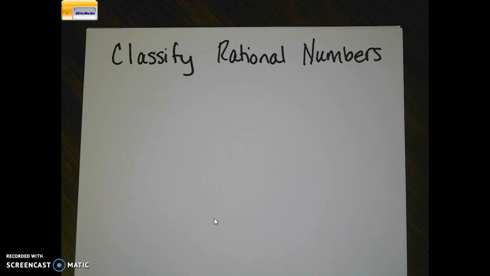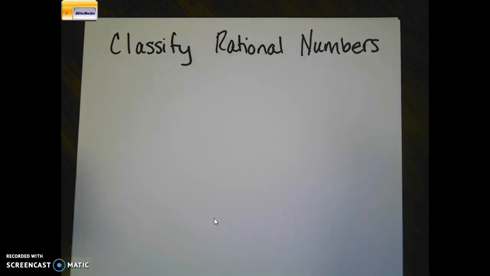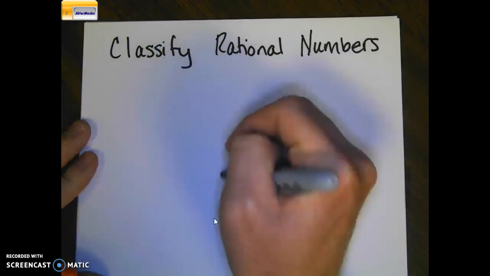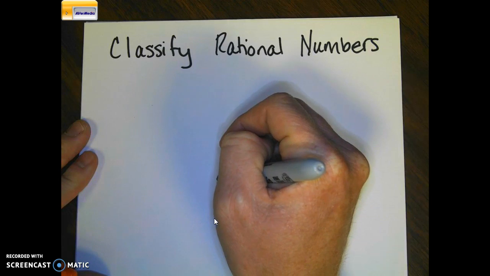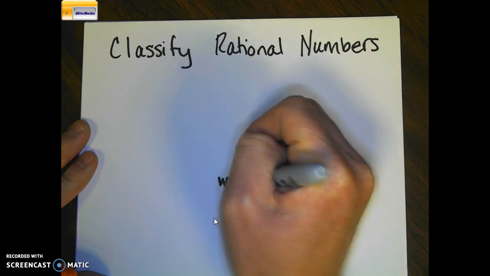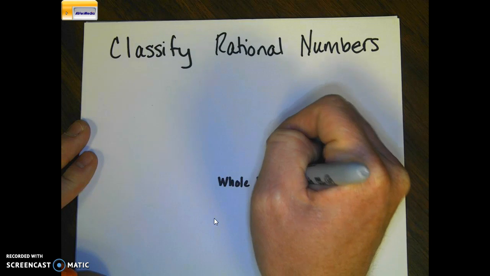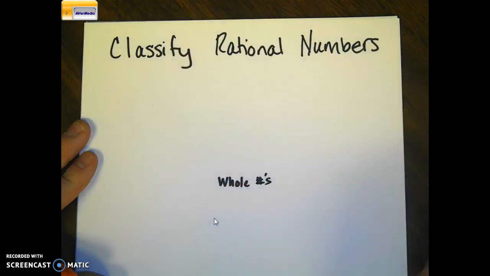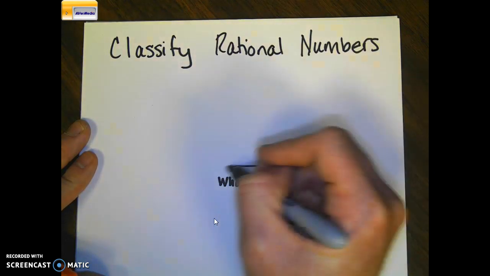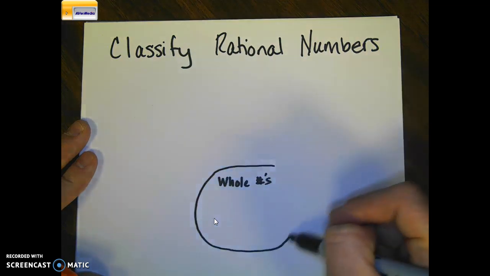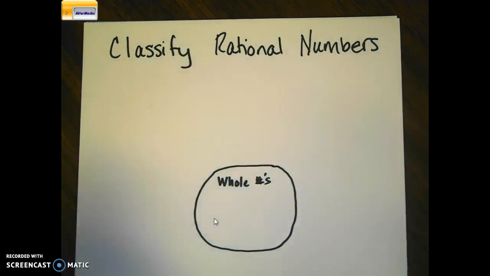So first, we're going to start. If you've already been to the folder station where you're building in your interactive notebook, some of this might look familiar. But first, we're going to draw a little diagram right here. Now, in the middle of classifying, you need to leave yourself plenty of room. In the middle of classifying rational numbers, you have whole numbers. That's your middle circle.